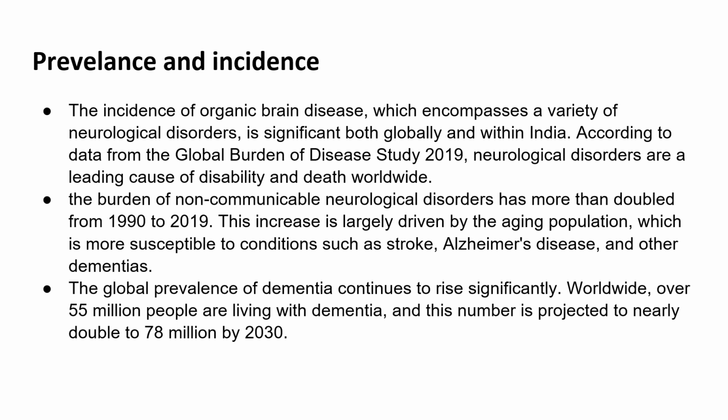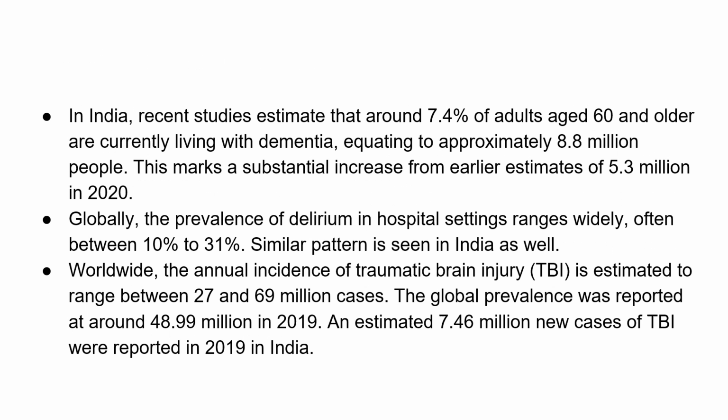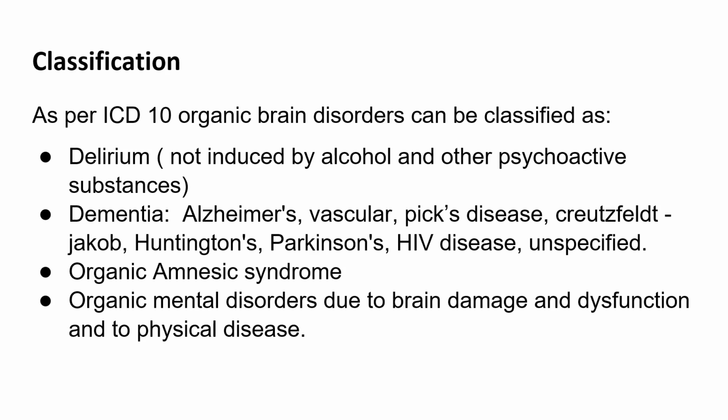The global prevalence of dementia has also increased, maybe because the lifespan of individuals has increased. In India as well, the pattern is the same as we see across the world. Both dementia and delirium, these kinds of illnesses are on the rise. Again, the incidence of traumatic brain injury, which is estimated between 27 to 69 million cases across the world, is on the increase. Now moving on to the classification.